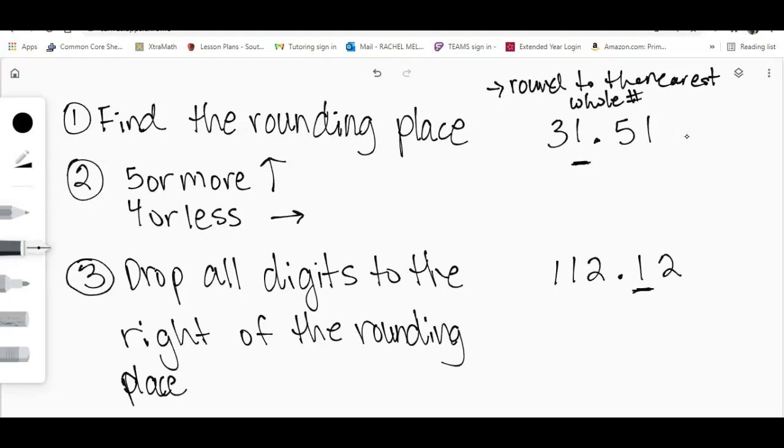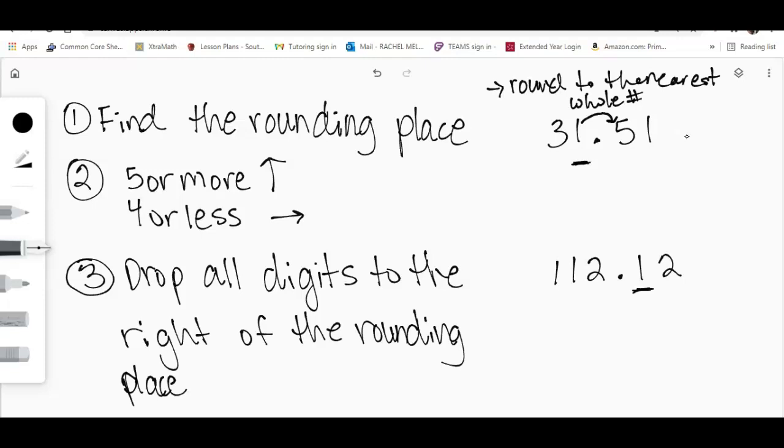After you figure out what place you want to round to, you're looking at that place, and then you look next door to see if you have 5 or more. If you do, then it goes up. If you have 4 or less, it stays the same.